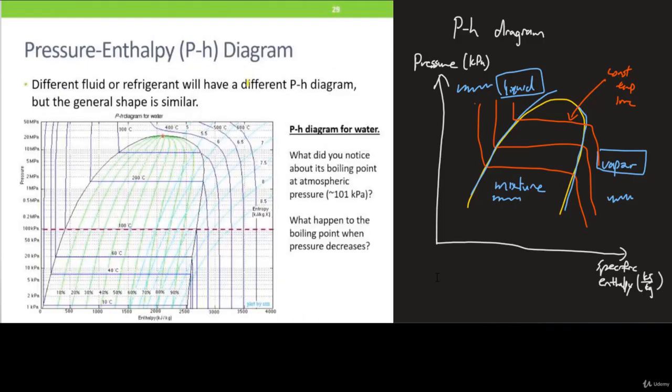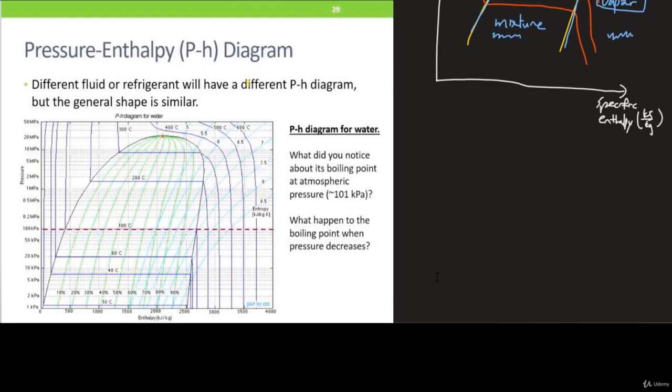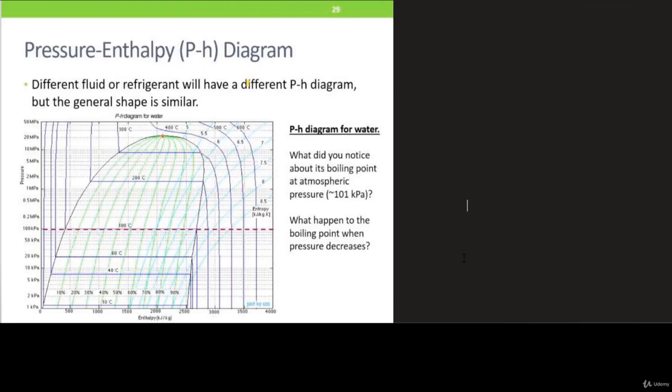Like I mentioned just now, that pH diagram is for R134A. How about other kinds of fluid, such as water? Different fluids have different pH diagrams because the enthalpy values will be different and the constant temperature lines will be different, but the general shape will all be quite similar. There's this curved part over here, and all these lines that represent the constant temperature lines. So this particular chart that you see over here is for water.